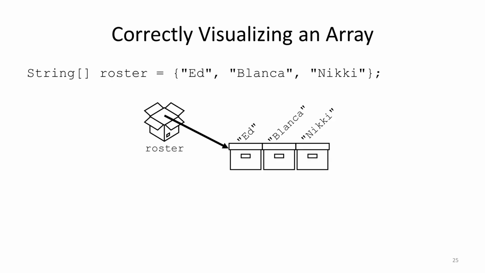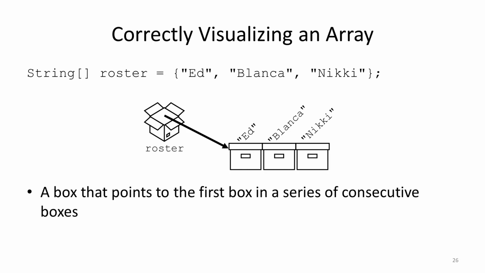Okay, but coming back to our example, so far, here's the visualization of the string array roster. There are other analogies used to visualize an array, such as a row of houses, but when I demonstrate variables and objects in a face-to-face class, I have actual boxes that I use as props that I hold up. It is easier to hold up a box than it is a house. So this is the visualization of this string array roster. It is a box that points to the first box in a series of consecutive boxes.